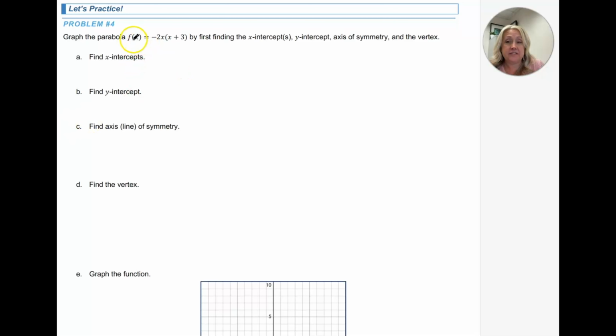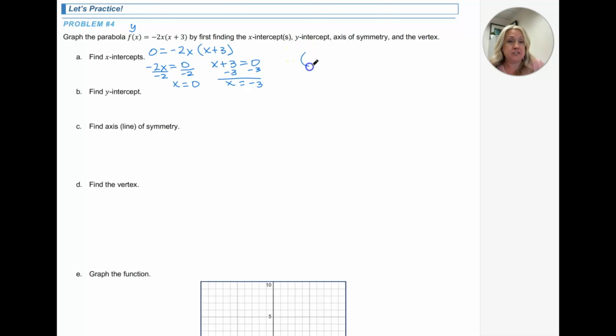So finding x-intercepts, we're going to let y equal 0 and then solve for x. So 0 equals negative 2x times x plus 3. Let's put both of those factors equal to 0 using the zero product property, and we'll solve them. Here if I divide by negative 2, 0 divided by negative 2 is still 0. And here when I subtract 3 over, I get x equals negative 3.